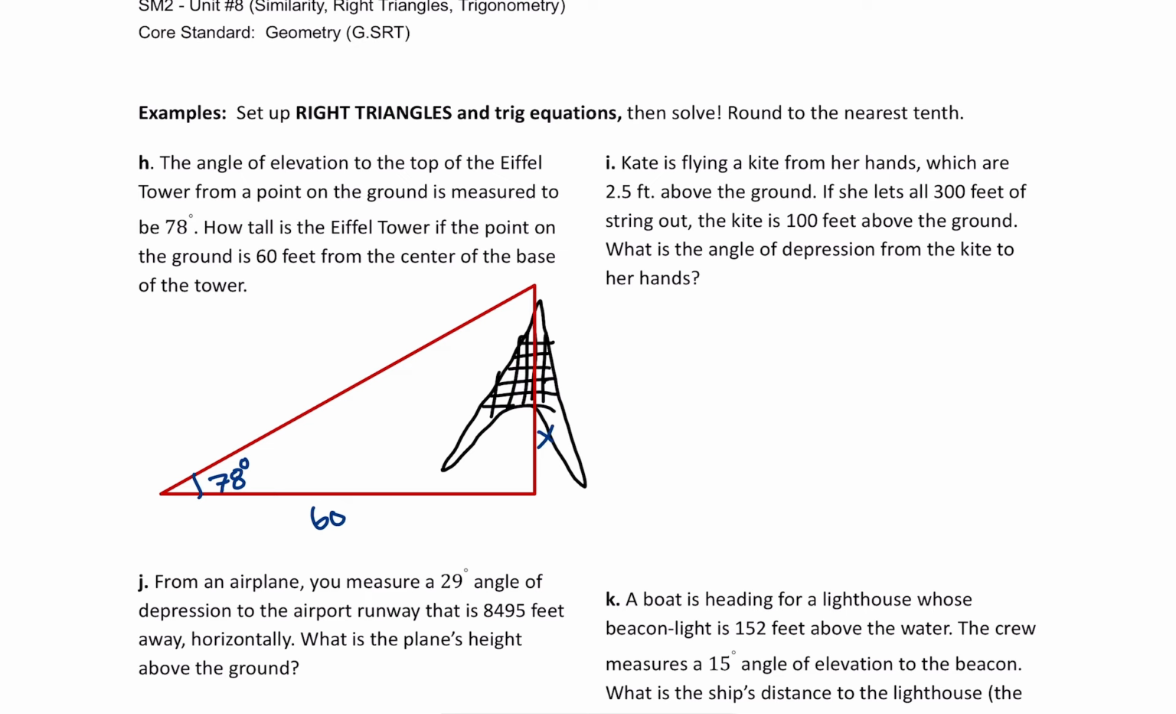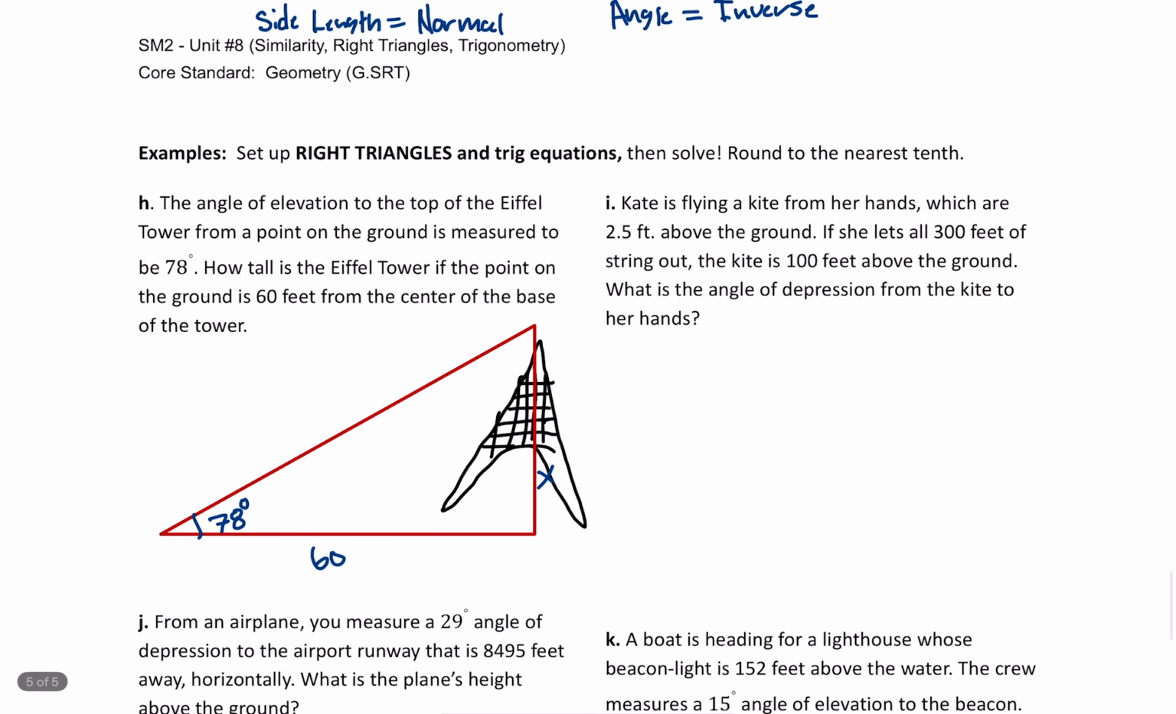Okay, now we're going to do the same steps we've done before. Step 1, identify our angle. Well, our angle is 78 degrees. Step 2, label all your sides. The hypotenuse is the longest and always across from the 90 degrees. The adjacent is touching our angle, and the opposite is what's left. Step 3, we're going to identify which trig function we're going to use. Well, we're using our opposite and our adjacent here. That's going to be a tangent. Opposite over adjacent.